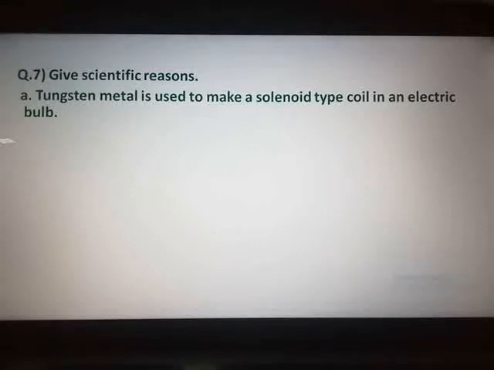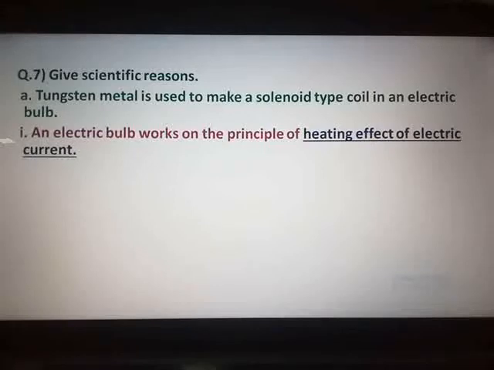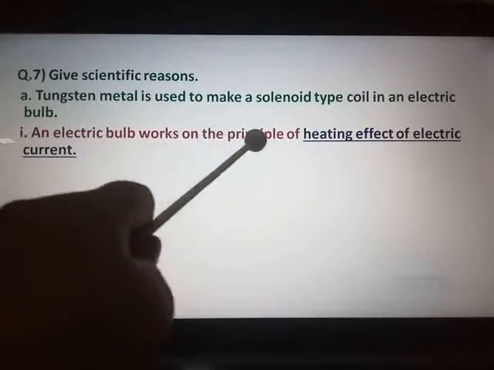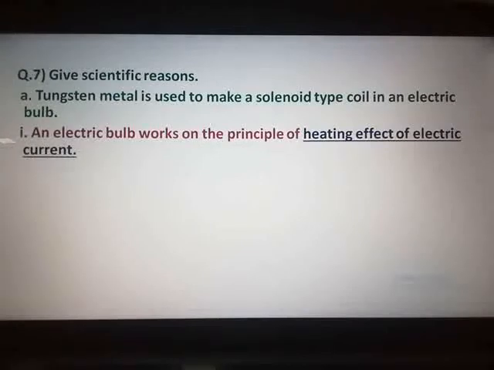And why is tungsten used? Because tungsten has a very high melting point of about 3380 degrees Celsius. So it can be heated to a very high temperature. So it is used. So you can write in your own words. The very first important point is, electric bulb works on the principle of heating effect of electric current.